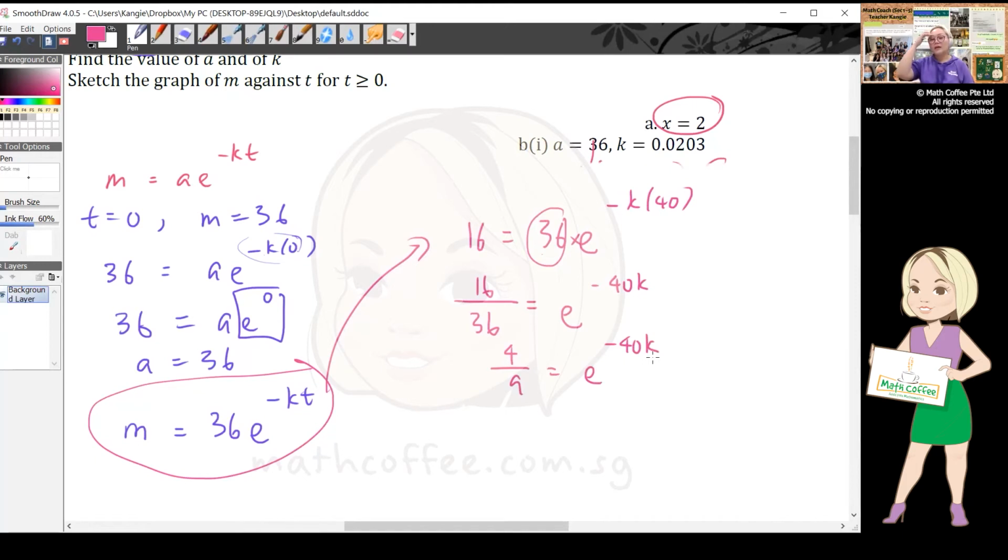Then a lot of students say, then how to solve this? Okay, actually, it's something like indices. We try to change it to the same base. But in this situation, you cannot change to the same base. When you cannot change to the same base, you can only use the method of either you log both sides or you ln both sides. Okay, when base 10 is involved, you choose to log both sides. When base e is involved, you choose to ln both sides. When 10 and e are not involved, you can choose either one. For this case, it's because base e is involved, so I shall ln both sides.